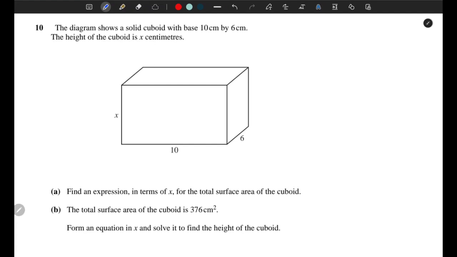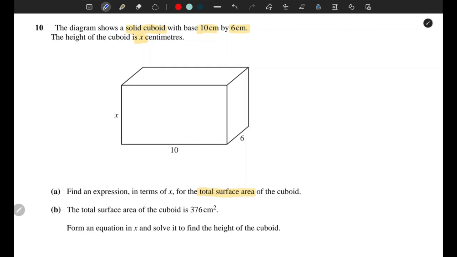Okay, so we have another question here. In this question we know that there's a solid cuboid again with the base 10 and width 6, and we do not know the height, which is x. So we need to find an expression in terms of x for the total surface area of the cuboid.